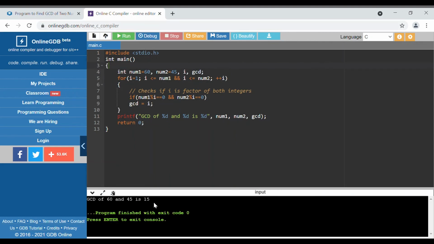Yeah, 15 is the number which divides both the numbers, the greatest common divisor, right? So in this case you can see 15 can divide both 60 and 45. Also I can see that 3 also divides 60 and 45, but we have to find the greatest number, right? So 15 is the greatest common divisor. So this is our code for GCD.